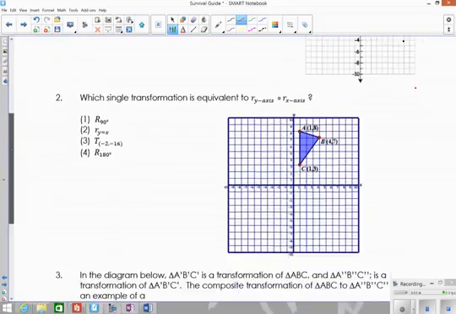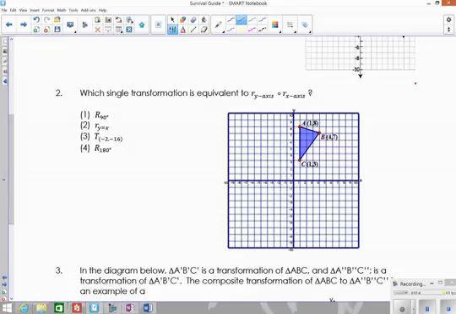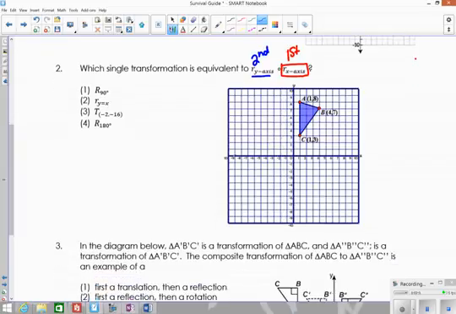And then for number 2, which single transformation is equivalent to this? Well, the first thing I would do is actually do this composition so that you can see what happens. When we do compositions, remember we always do it in opposite order, so that means you're going to do this first, and then this one will be second. So the first thing we're going to do is reflect over the x-axis. So we're reflecting over this line here.